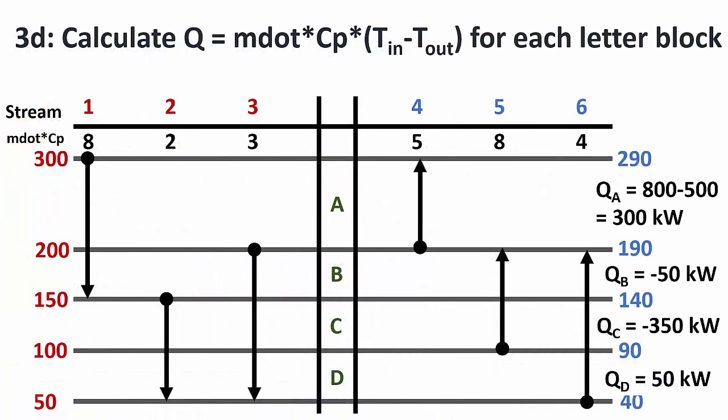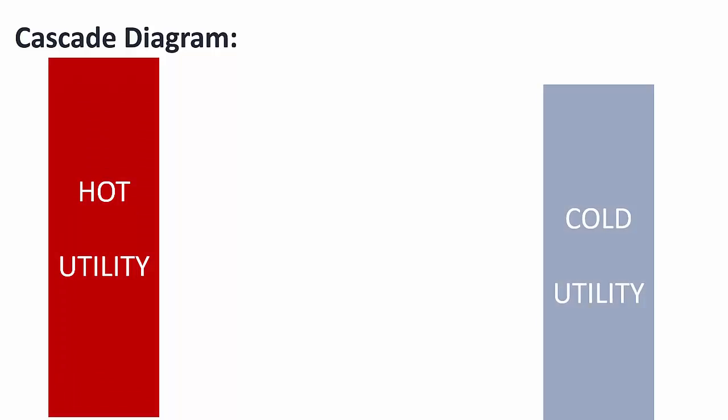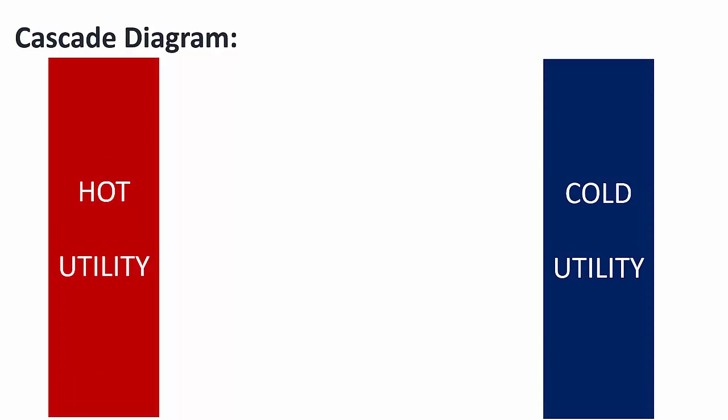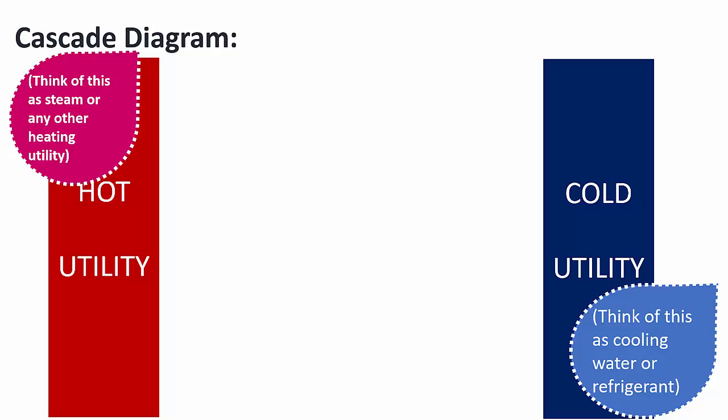Looking at our temperature interval diagram that we made in the previous lecture, we see that we have our Qs for blocks A, B, C, and D. And this information is really important for constructing a cascade diagram. To construct our cascade diagram, we start off with 2 blocks on the left and right sides. These are the hot utility and cold utility. The hot utility can be thought of as steam or any other heating utility, and we will derive heat from this block when necessary. The cold utility is cooling water or refrigerant, so when we need to cool a stream, we will use the cold utility.